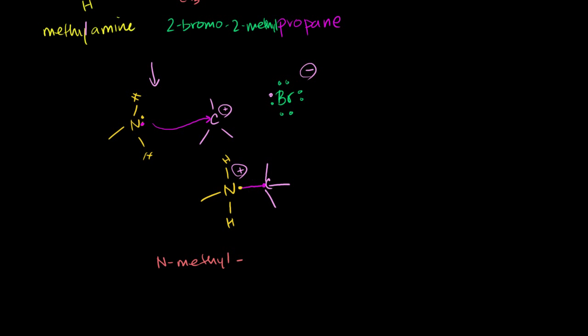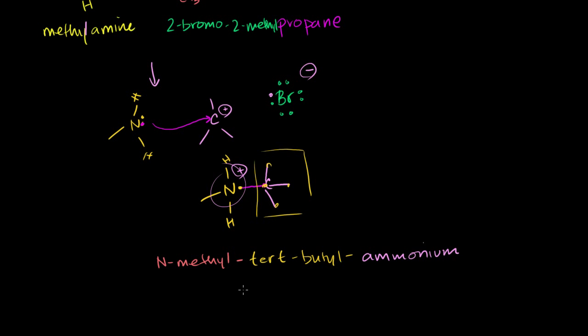N-methyl. And then this right here, these 4 carbons, 1, 2, 3, 4. This you could view as a tert-butyl group. There's other ways to name it, but that's the most common one. So it's N-methyl, tert-butyl ammonium. Remember, we have that positive charge there.